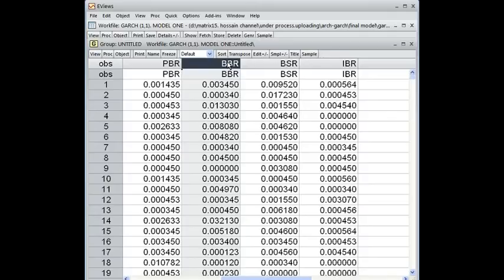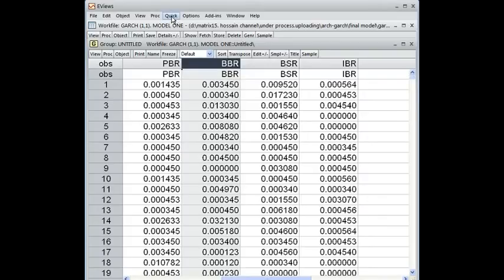Okay, and what is our objective of this study? What are the factors affecting volatility in the Bangladesh bond return? So first I develop the mean equation, then I shall develop the variance equation.